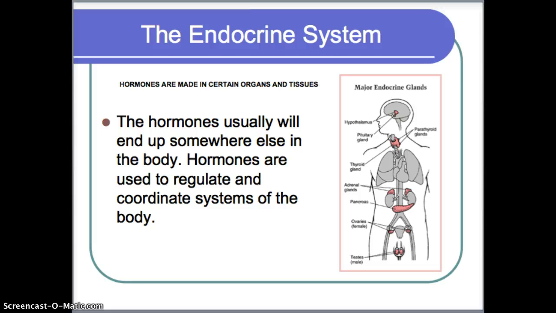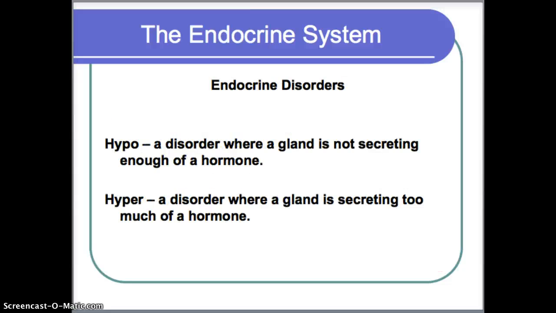So, like I said earlier, the hormones will usually go to target cells, and they regulate and coordinate systems of the body. They go to target cells via the bloodstream, and then they bind to specific receptors on those target cells. So there are two types of endocrine disorders you can have. You can have a hyposecretion, which is when the gland is not secreting enough of its hormone, or you can have a hypersecretion, which is when the gland is secreting too much of its hormone.